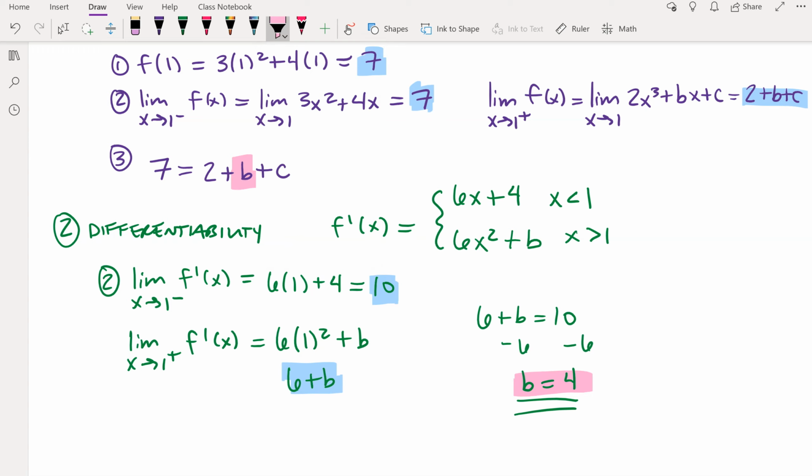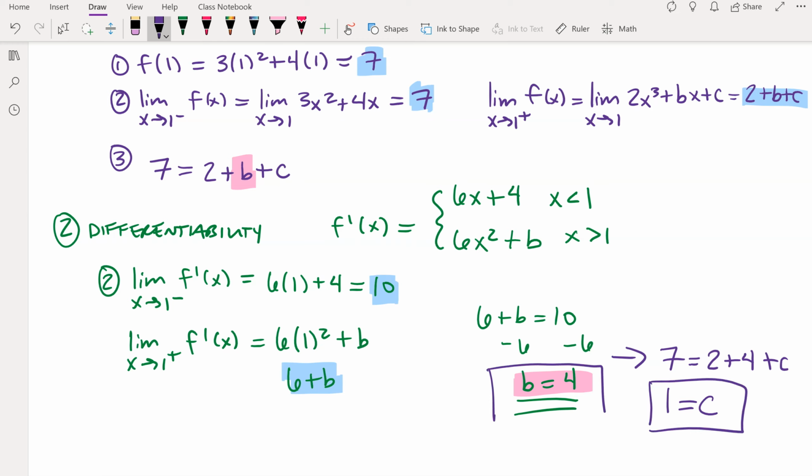So let's put it all together. We have 7 equals 2 plus 4 plus c. Subtract 2 plus 4, subtract 6. 1 equals c. All right, we found the values of b and c that make this function continuous and differentiable. All right, and that's everything for today, y'all. Good work.